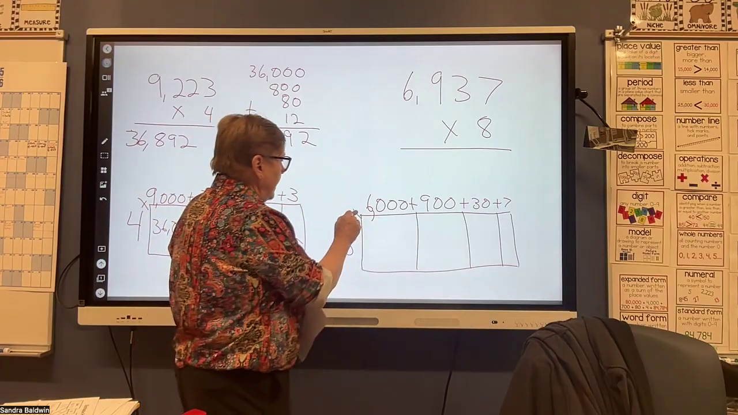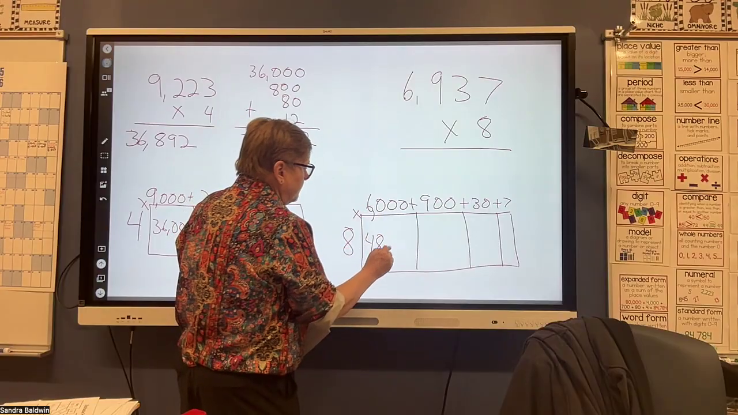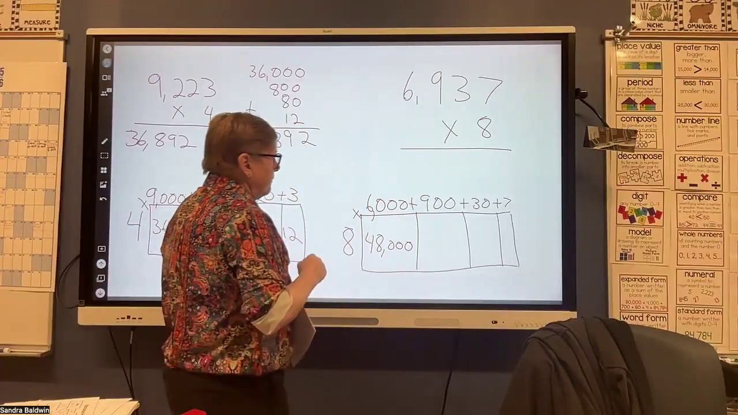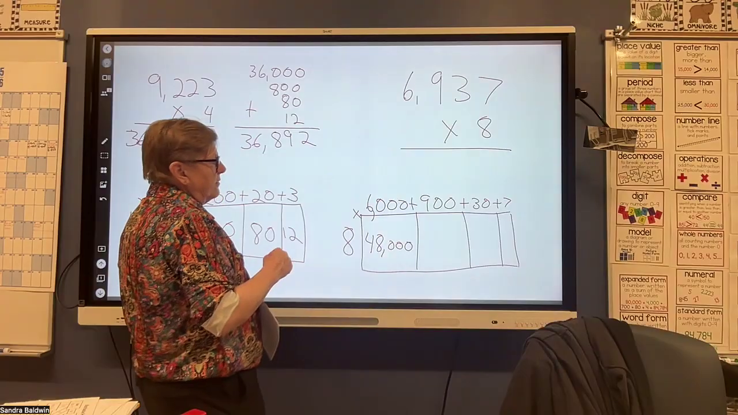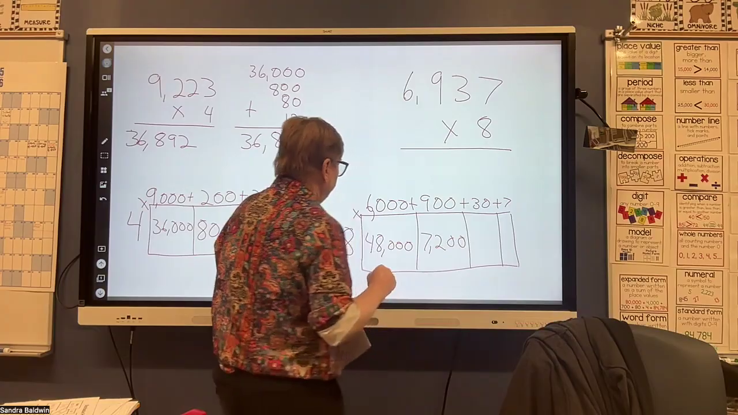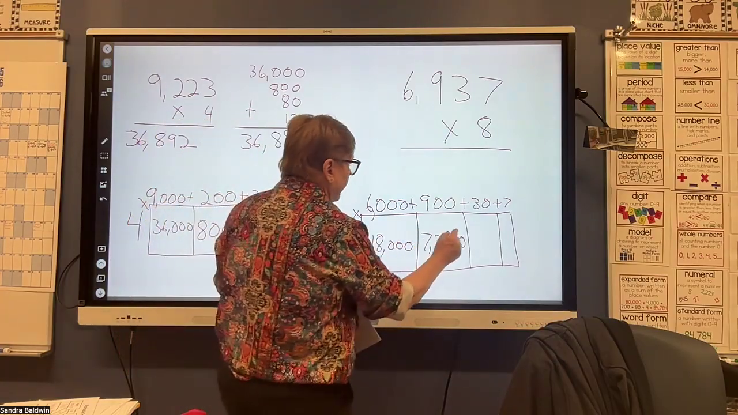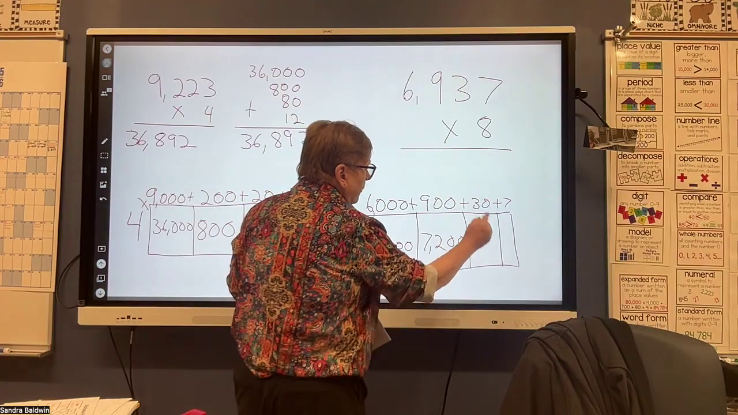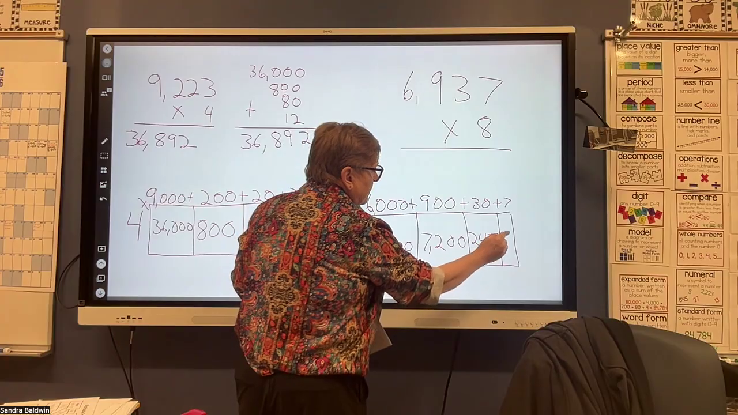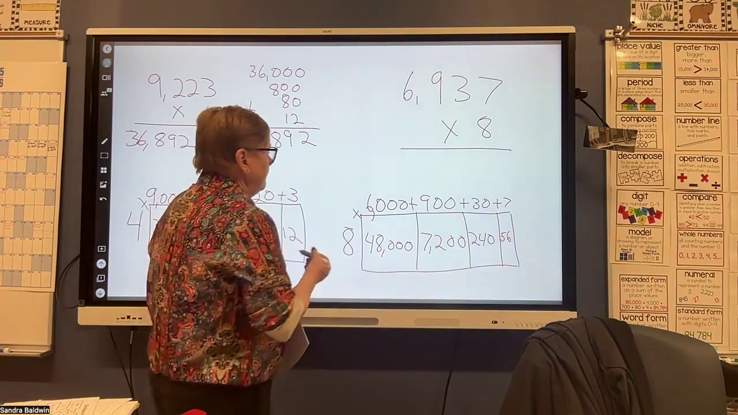The single factor goes here. 6,000 times 8 will be 48,000 because 6 times 8 is 48. 9 times 8 is 72. 900 times 8 is 7,200. 30 times 8 will be 240 because 3 times 8 would be 24, but it's 30, not 3. 7 times 8, 56.